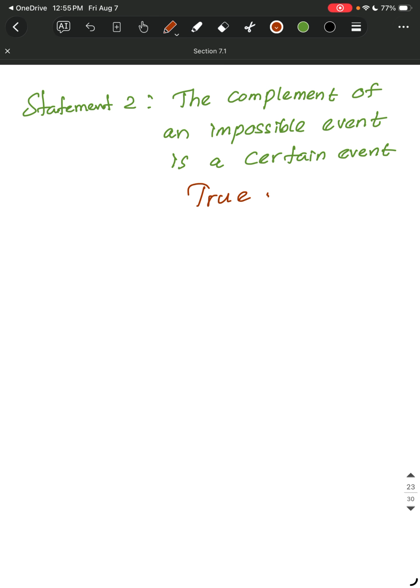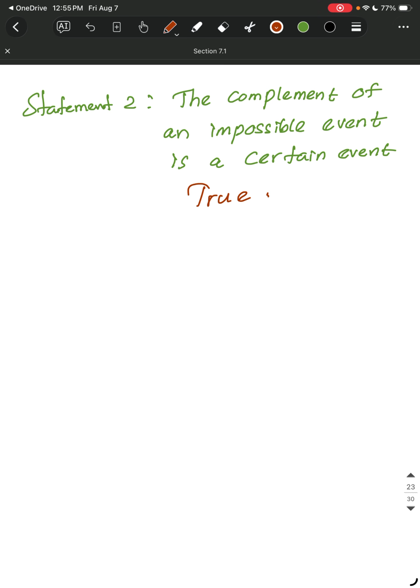Confusing union and intersection. Union means or, intersection means and. Forgetting that complements depend on the entire sample space. Assuming two different events are automatically mutually exclusive; check whether their intersection is empty or not before saying they are mutually exclusive events. Okay, then let's summarize today's lecture.